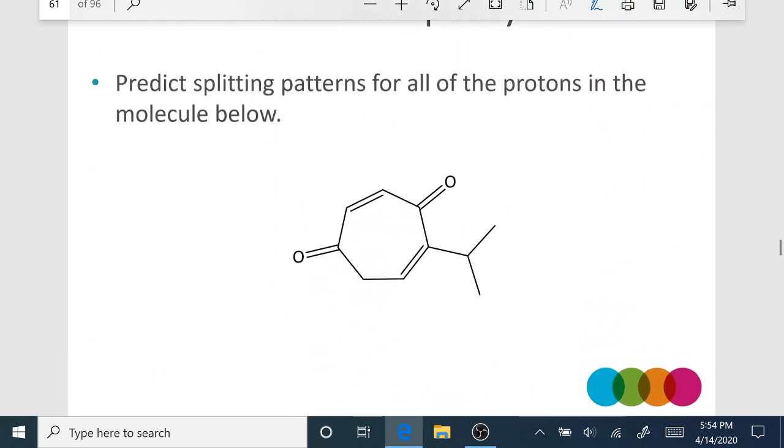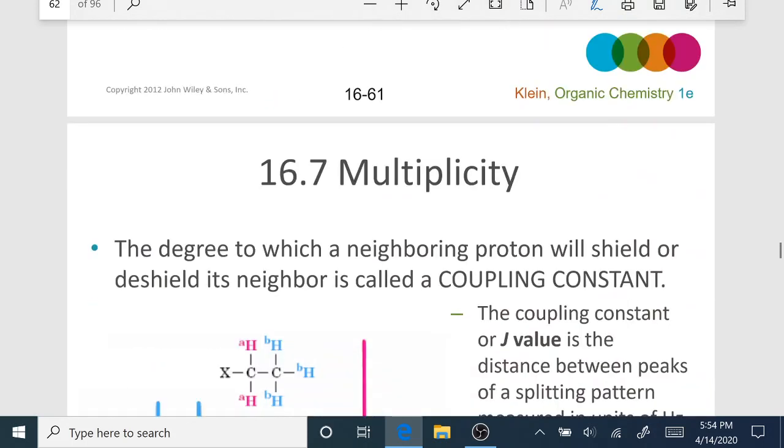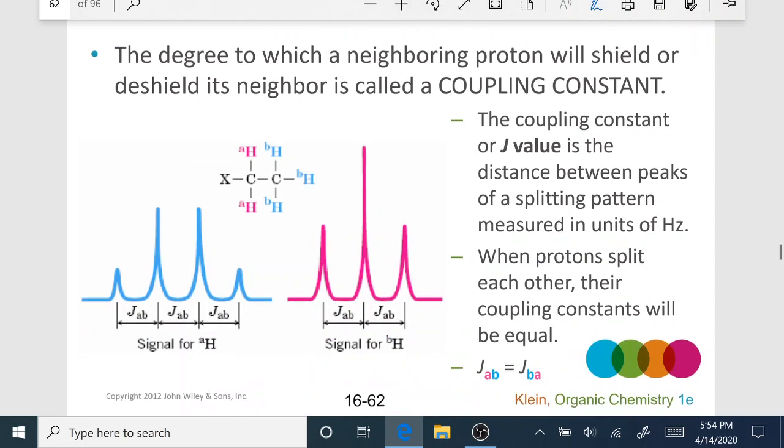I'm not going to work this problem. It's pretty complex. I'm just going to move on. So you see here that the HAs are split by the HBs into a triplet, I'm sorry, a quartet. The HAs are split by the HBs into a quartet, which is a little bit confusing here because they've changed the colors on us. And the HBs are split by HA into a triplet.